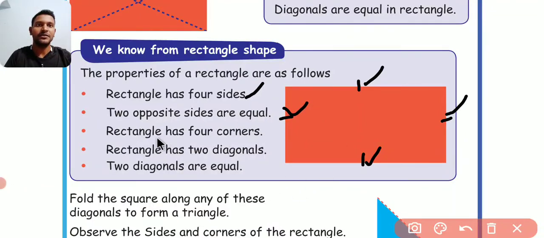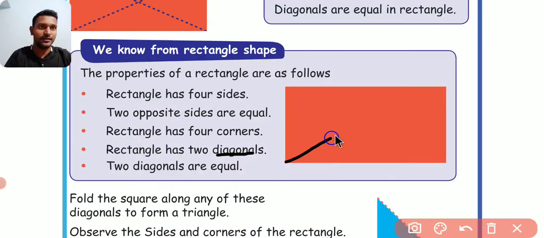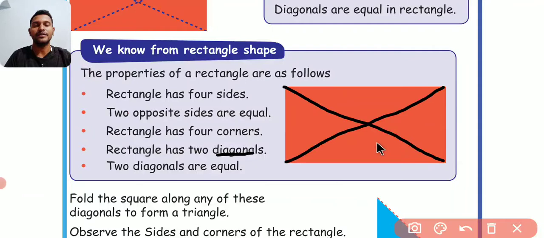Third one, a rectangle has four corners. This is the corner, 1, 2, 3, 4. A rectangle has how many corners? Four corners. A rectangle has two diagonals. Diagonals means joining the opposite corners. If you join this corner to this corner, you will get one diagonal. If you join this corner to this corner, you will get another diagonal. There are two diagonals, and the two diagonals are equal. That's all.